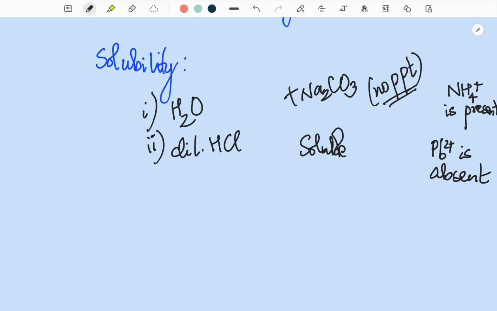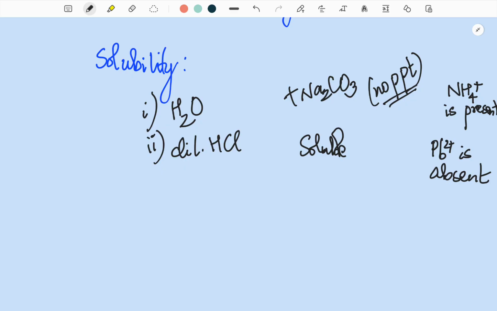Let's say you are doing the dilute HCl test. If you see that the salt is soluble in it, then you can say that lead ion is absent, because lead salts will form a white precipitate with dilute HCl. So if it is soluble and there is no precipitate being formed, that means lead is absent. Okay, so I hope this is clear. This is all about the preliminary observations.